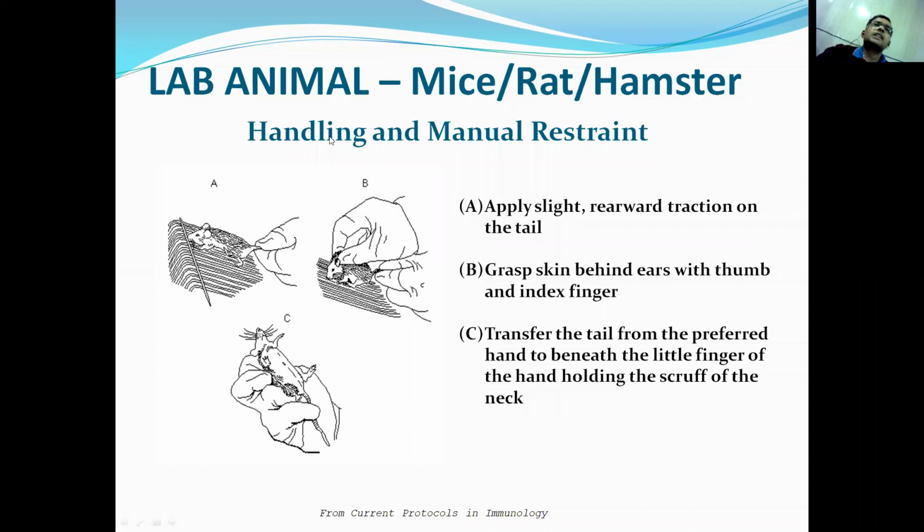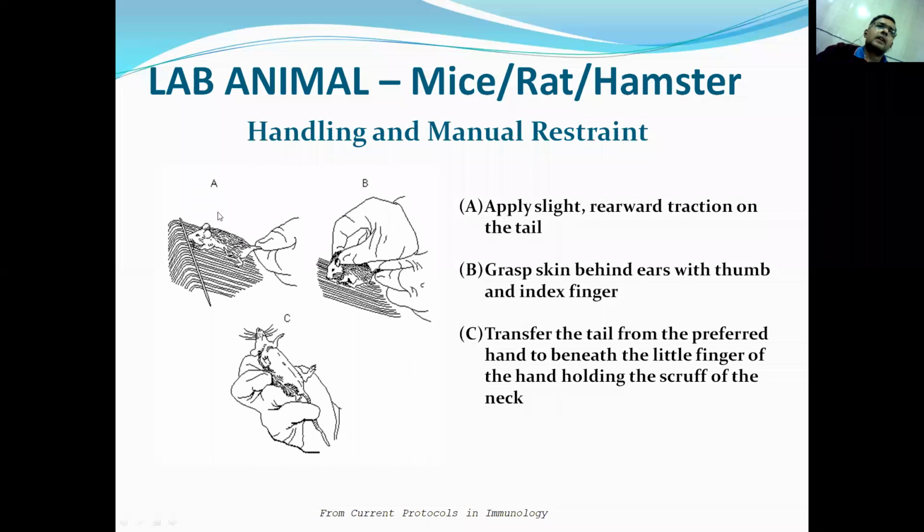So the first is handling and manual restraint. The first and foremost requirement is the correct handling of laboratory animals, so that you can give the minimum pain to the animal, and you can easily handle the animal so that it will not harm the handler, and you can easily inoculate or perform your procedure.